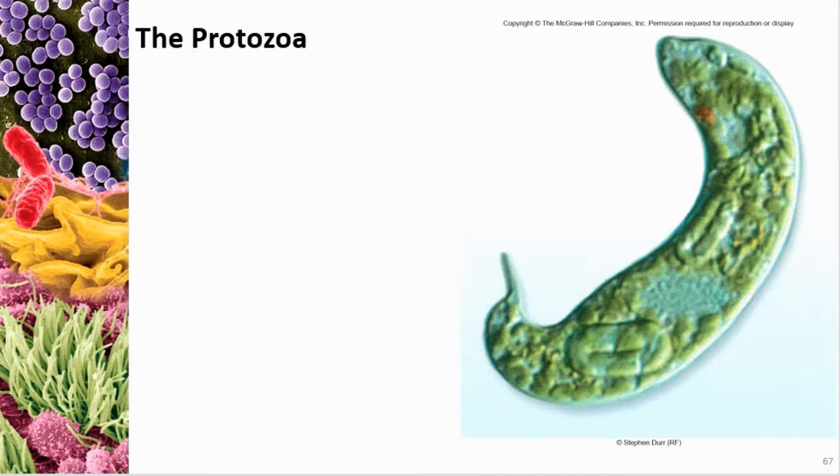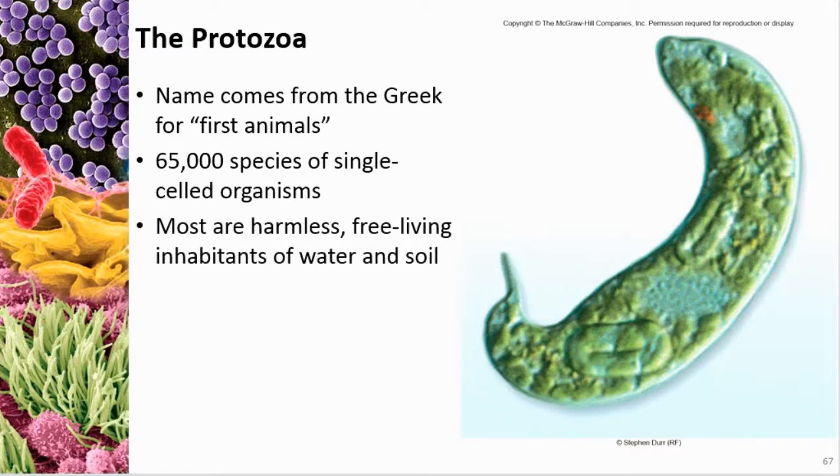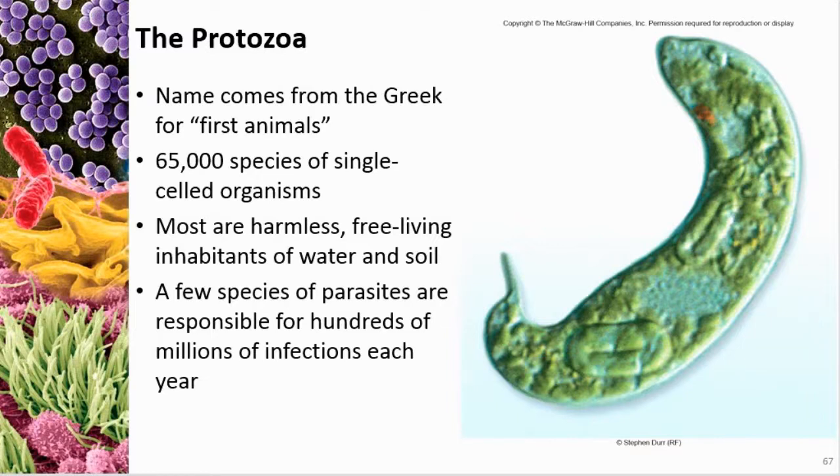The word protozoa comes from the Greek word for first animals, because at one point scientists thought that these represented the first animals. They don't, but that doesn't really matter. There are about 65,000 species of single-celled organisms called protozoa. Most of them are harmless. They live in water and soil, like ponds and things like that. A few of them, however, are parasites and create millions of infections and some deaths every single year.